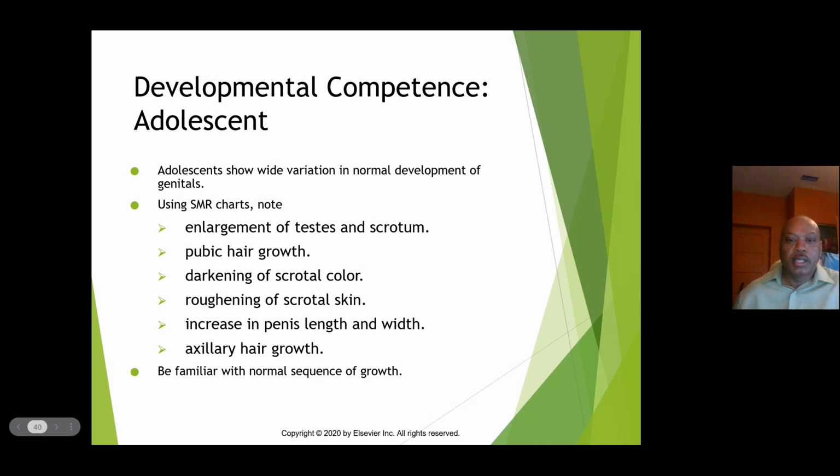And so this SMR chart is a good way to know if things are looking more normal. All right.